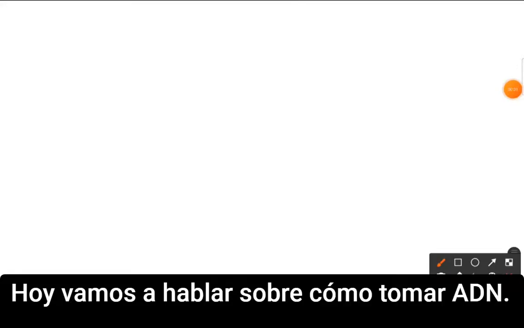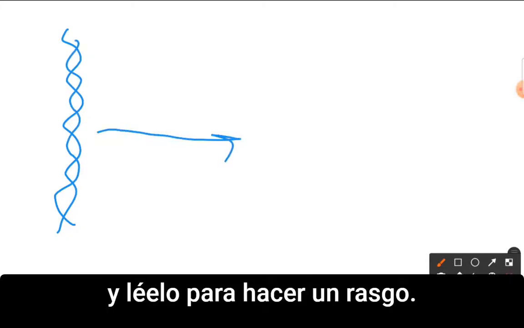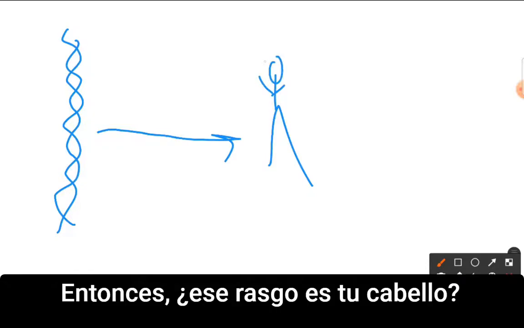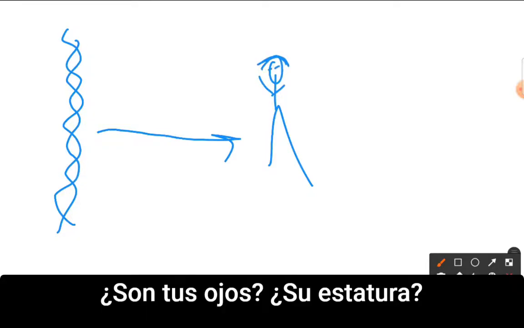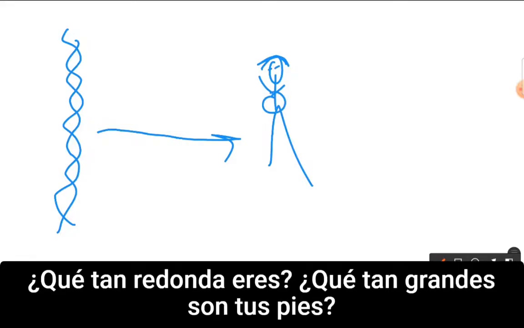Today we're going to talk about how to take DNA and read it to make a trait. So is that trait your hair? Is it your eyes? How tall you are? How round you are? How big your feet are?